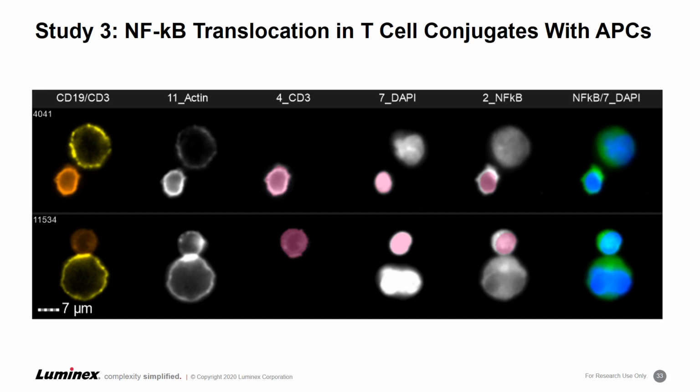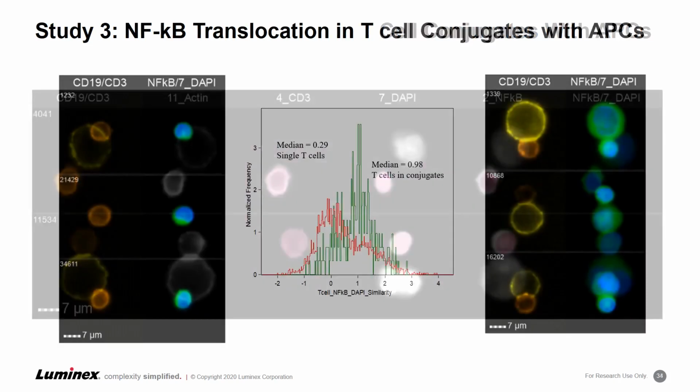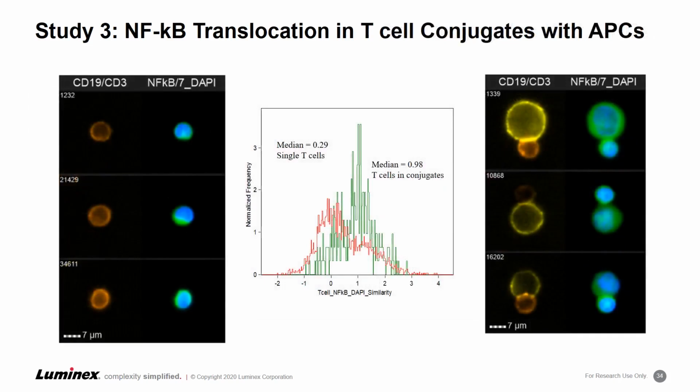The second to last image is of NF-kappa B and the DAPI mask for the T cell only. And our last image is of NF-kappa B in green, and DAPI this time is shown in blue. By using these different masks, I'm able to measure the similarity of NF-kappa B and DAPI images in only the T cells. Now I can compare the similarity of NF-kappa B and DAPI images in T cell APC conjugates and compare that to the similarity score of the single T cells.